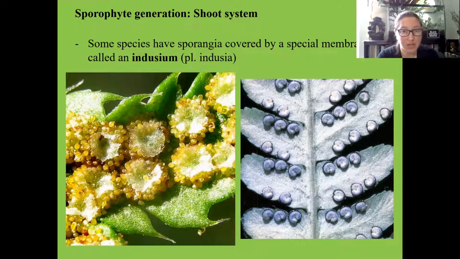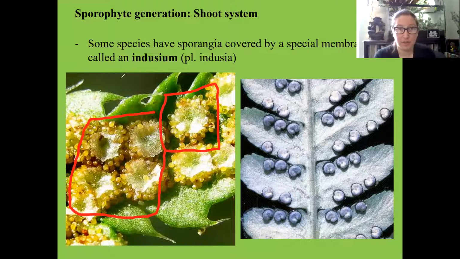So if you look here, I'm gonna draw, all right, so this here, we're looking at the bottom of a fern leaf. This here is one sorus, right? Here are 4 sori. And this has an indusium. Here's the indusium. And the indusium is almost like a little umbrella. Here it is. That covers the sporangia, kind of protects them, right? Here's another one. Kind of protects them from drying out.